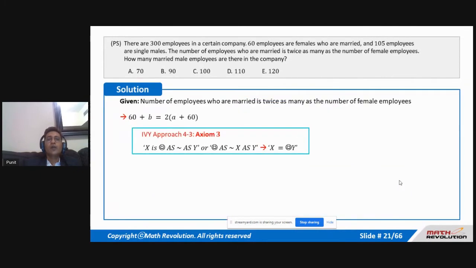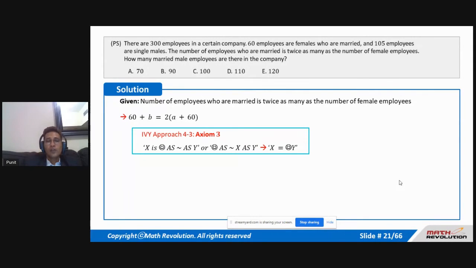Now we have been given a condition here. The number of employees who are married is twice as many as. Now over here, we have an IB approach axiom 3. X is something as Y, or something as Y as X. So in that scenario, if you have trouble equating it, it is always X equals to something Y.